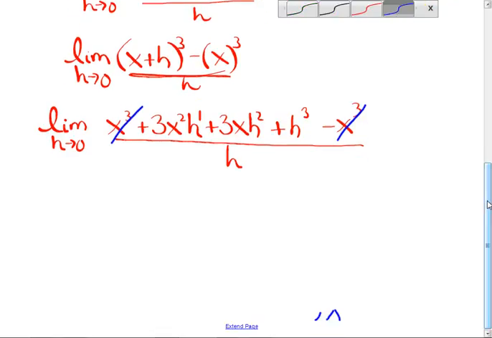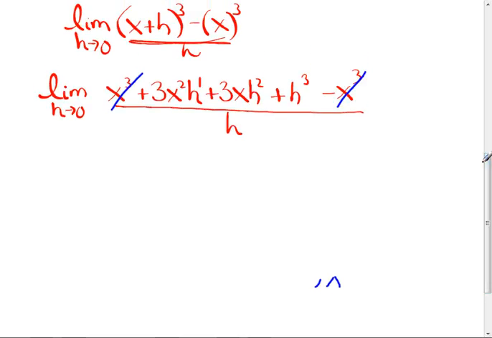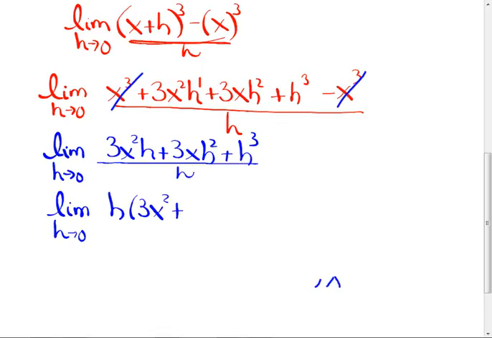So what am I going to get now? I want the limit as h goes to 0, and I end up with 3x squared h plus 3x h squared. You should have h's in every term. And how am I going to reduce that? I'm going to factor it. I'm going to remove one of the h's. I'm going to factor it out. 3x squared plus 3x h plus h squared.